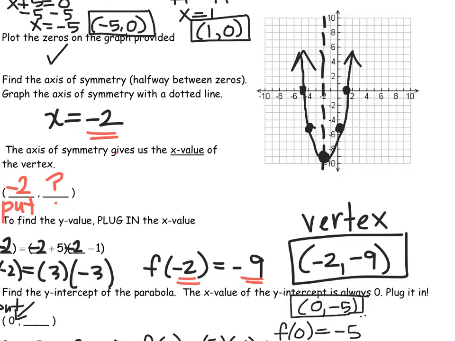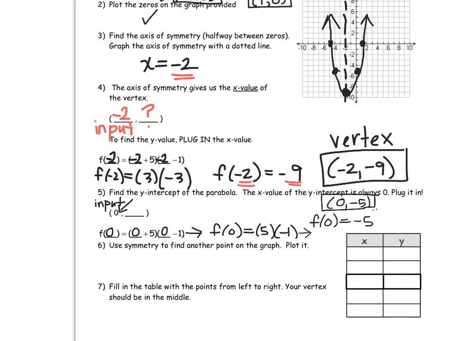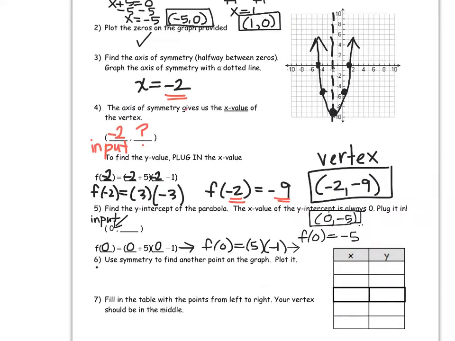Okay, let's just look at what we had. I think we already answered these, but question 6 says, use symmetry to find another point on the graph. We did that. Let's write the coordinates of that point we found. It was negative 4, negative 5. So let's write negative 4, negative 5. And then lastly, it says fill in the table with the points. So it says to fill in the points from left to right.